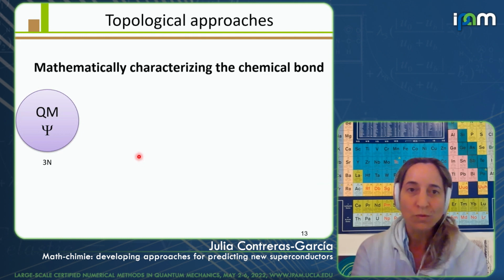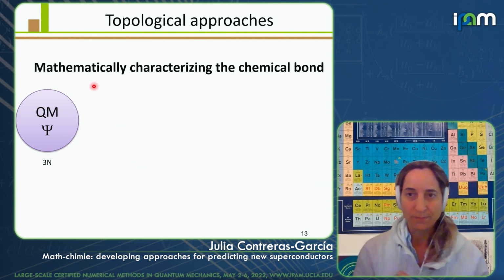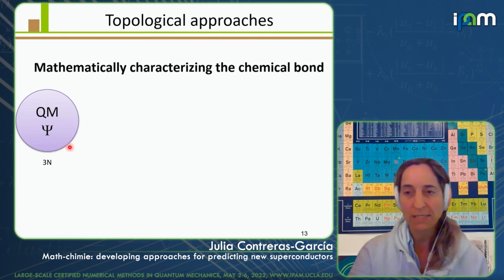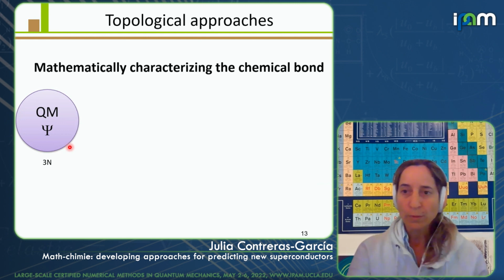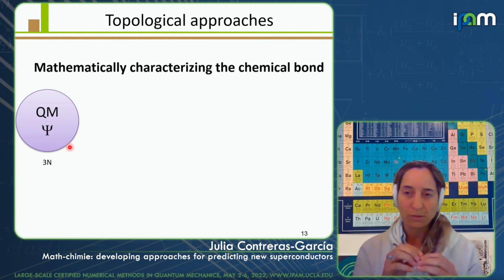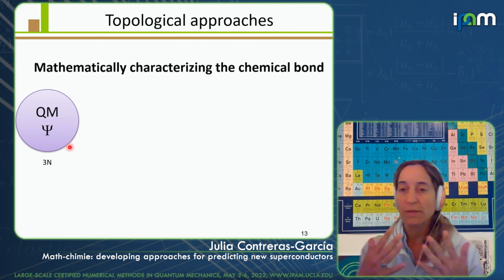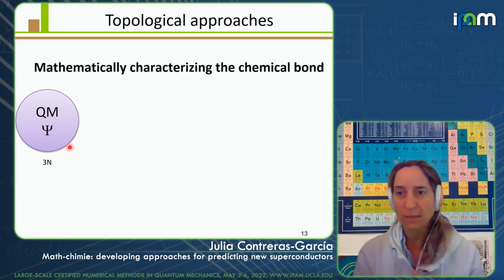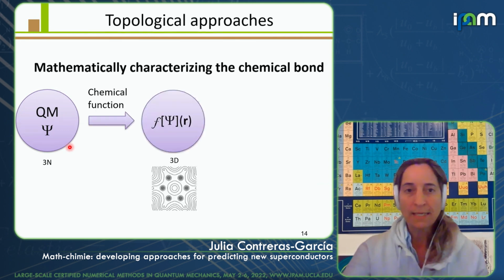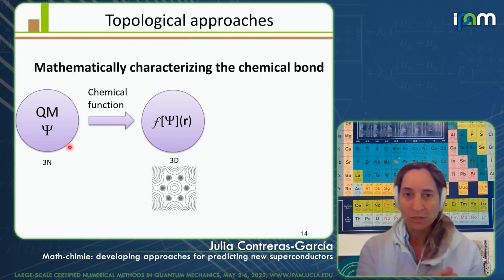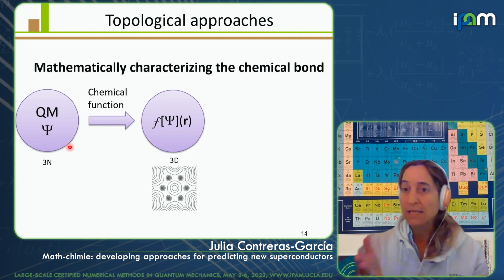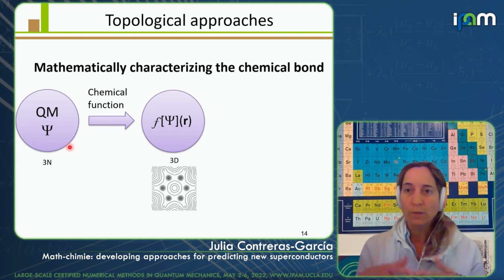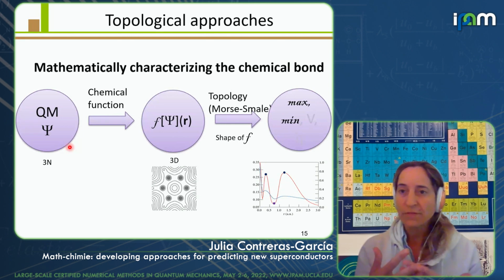We actually want to mathematically characterize the chemical bond. So starting from our wave function calculation, we will have a 3N-dimensional problem if we just take coordinates into account. The way chemists think about systems, atoms, and bonds is in 3D, so we want to go back and reduce this dimensionality of 3N to 3D again. So we will use a chemical function calculated from this wave function, such as the electron density, a typical one, and we will analyze the shape of this function through Morse-Smale theory, like in a Morse-Smale complex.